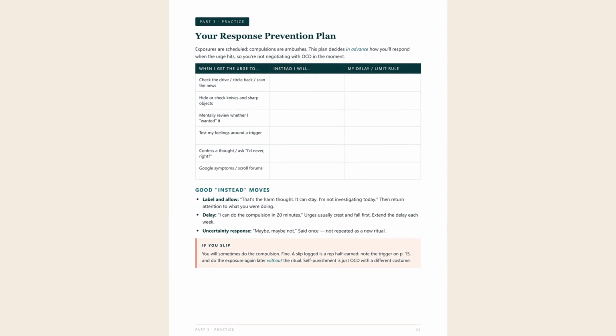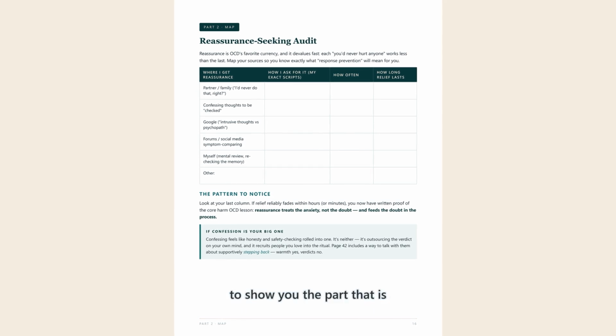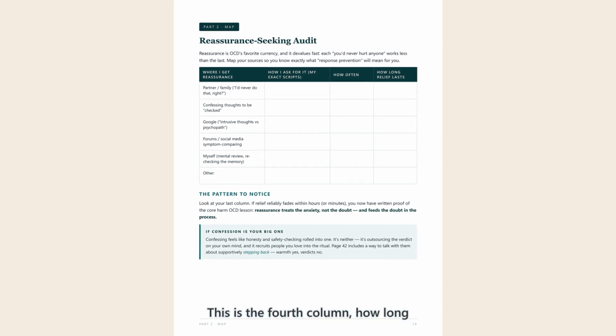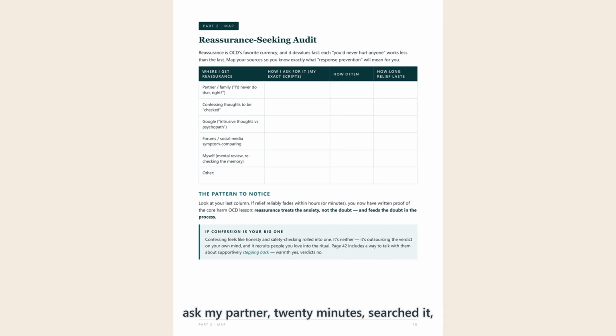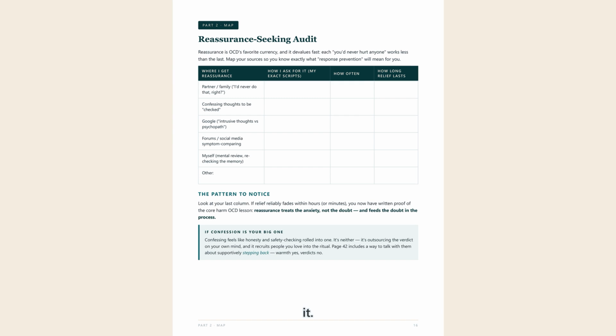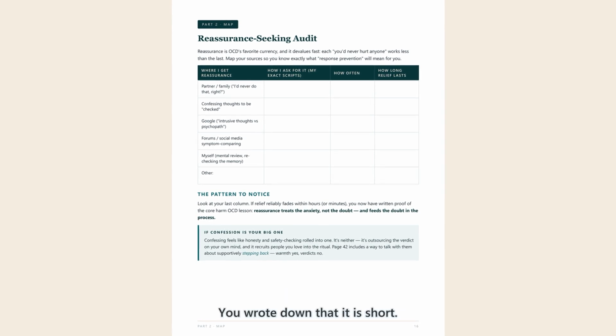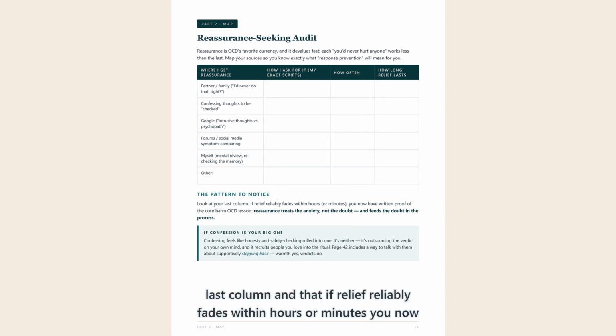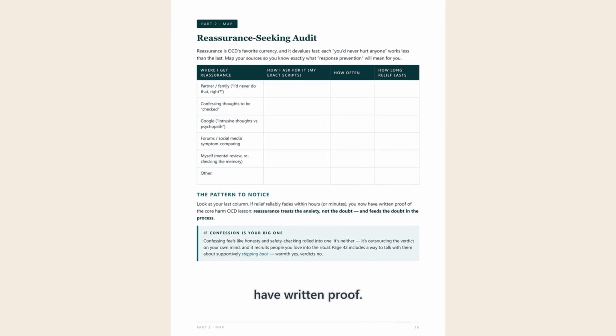Back to the audit, because I want to show you the part that is not a reading exercise. This is the 4th column, how long relief lasts. I am filling 3 rows. Now, asked my partner, 20 minutes. Searched it, 10 minutes then worse. Reviewed it in my head, no clear end. That is it. That is the mechanism in your handwriting on 1 page. Nobody had to convince you the relief is short. You wrote down that it is short. The page says to look at the last column, and that if relief reliably fades within hours or minutes, you now have written proof. Written by you is the operative part.